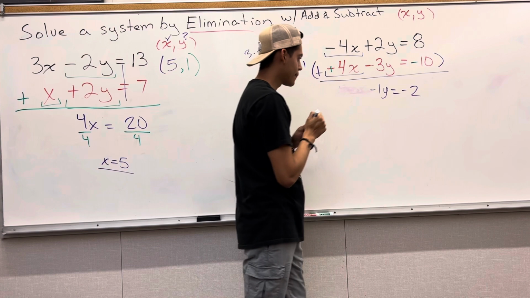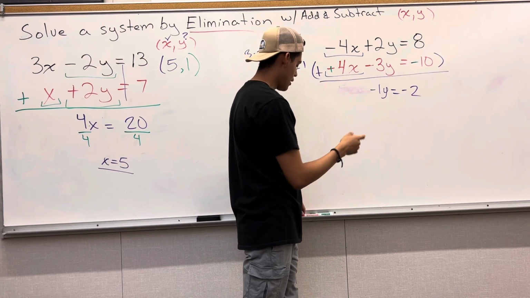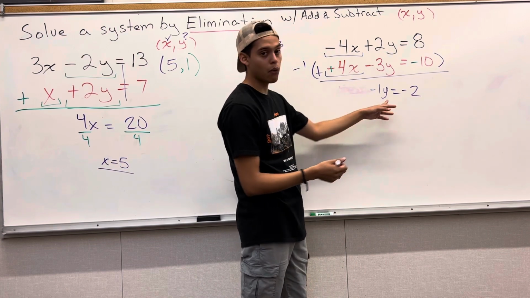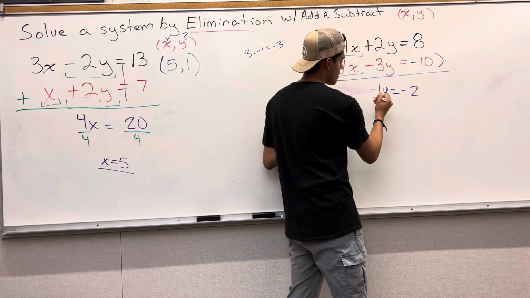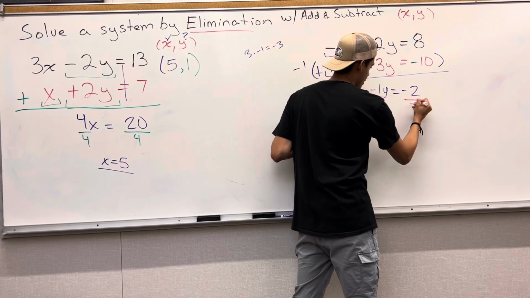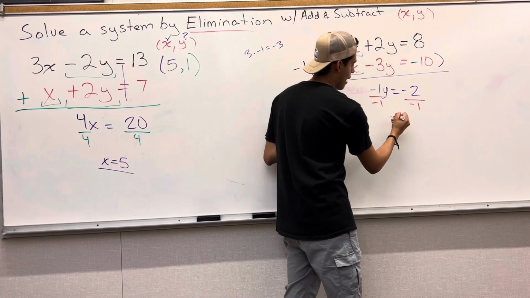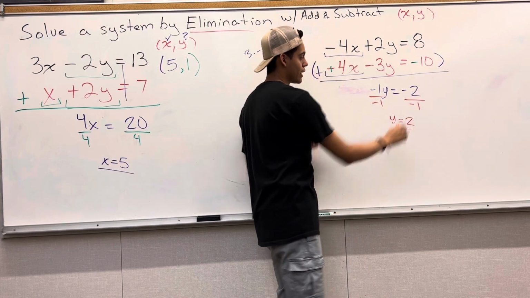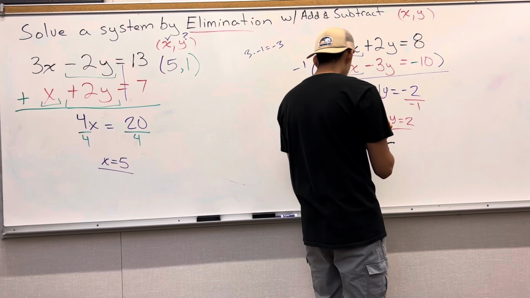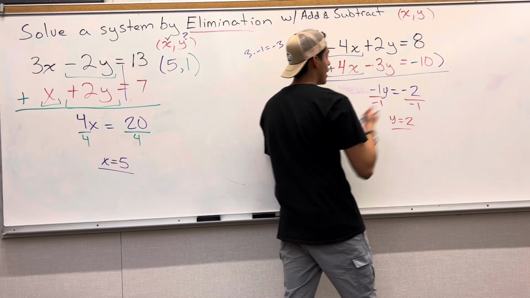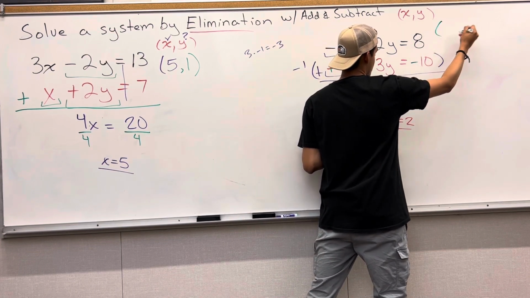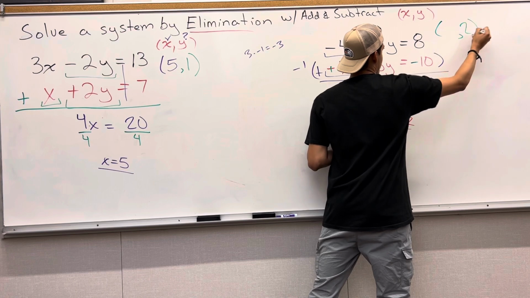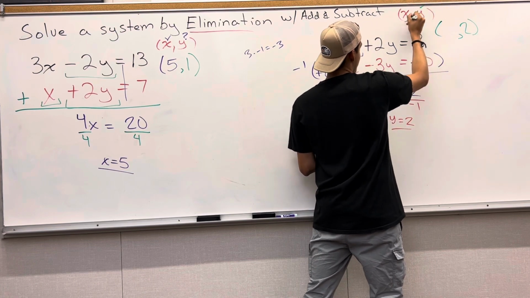All right. Now we're going to move the negative 1 to the other side because you want y by itself. Divide both sides by negative 1. You're going to have y equals 2, because negative 2 divided by negative 1 gives you 2. So now we have our y value right here. We have 2. So we just need our x.